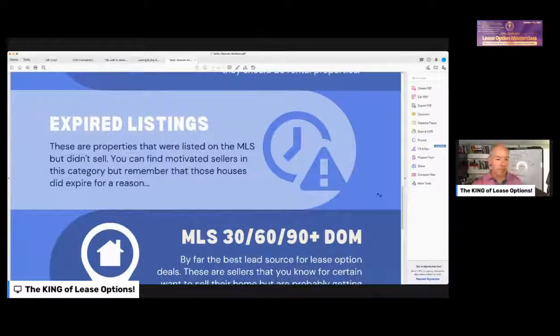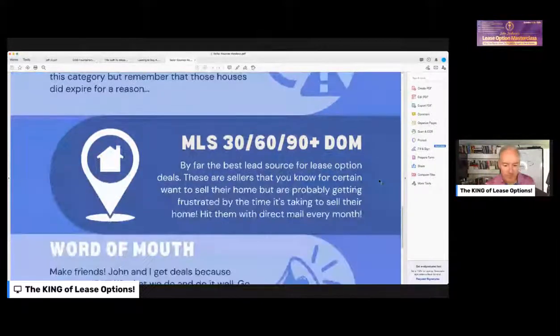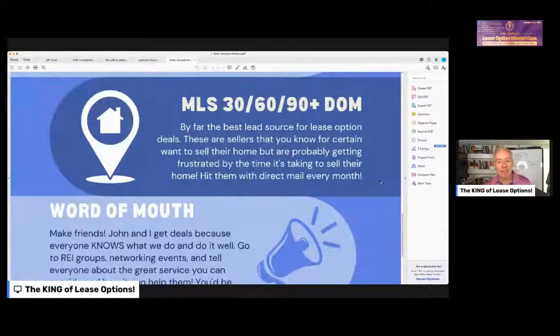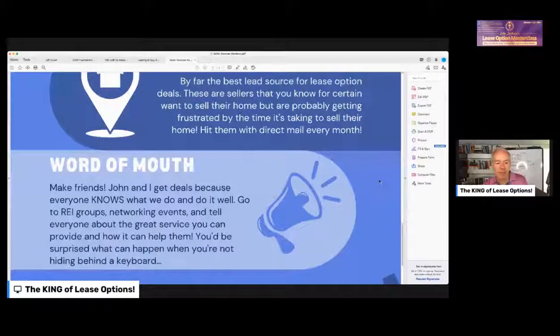Now, if you are a real estate agent, you can use expired listings. If you're not an agent, you still can get expired listings, either from a friend that's an agent or from sources like PropStream. You can get it from Property Snatcher, but that's for our dream partners. I think you can get it from Listability and from other real estate agents as well. Expired listings are great. MLS over 30, 60, 90 days on market. I'll be showing you a couple of ways that we access this here in just a little bit.